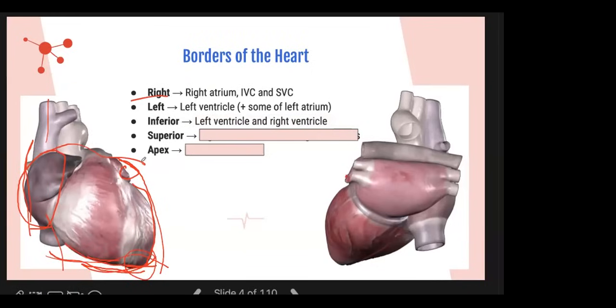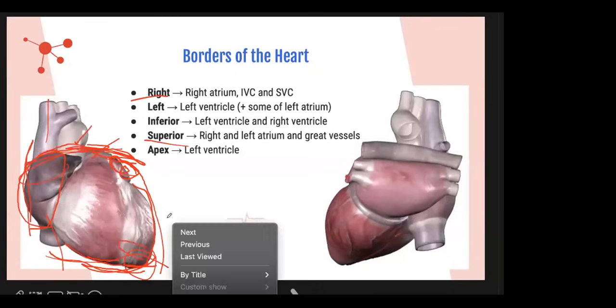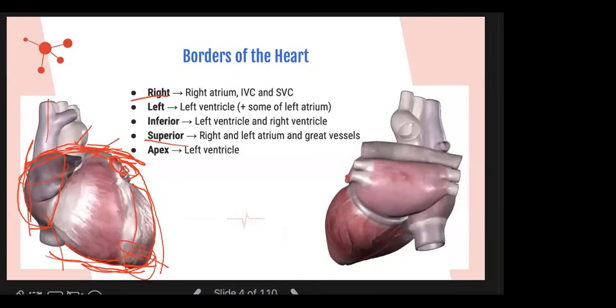Okay. And what do you guys think makes up the superior border over here? This one's a little bit difficult. Roots of the great vessels? Yes, perfect, mashallah. So essentially it's going to be the left atrium and the great vessels, so the aorta and the pulmonary trunk. These are going to make the superior border of the heart. And of course, the apex right here is made up of the left ventricle only, because we can see here, this is the interventricular sulcus, and this right here is the apex, and that's only made up by the left ventricle.